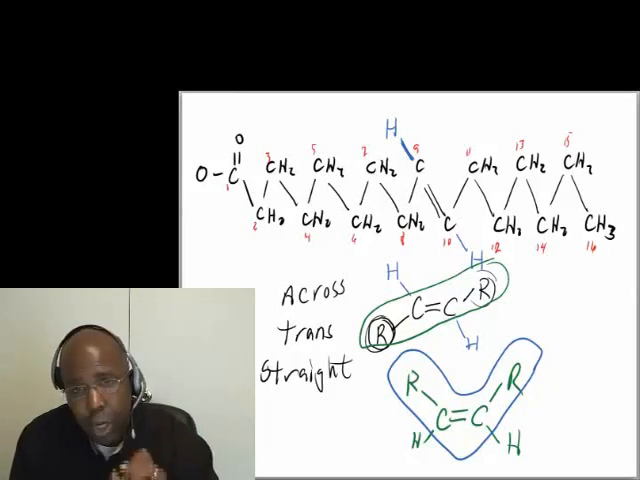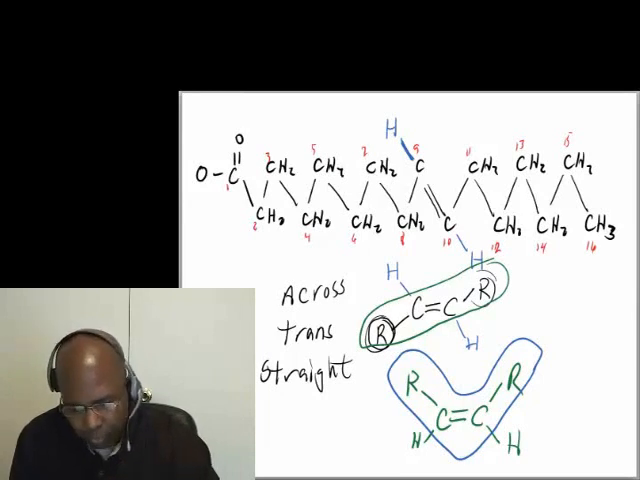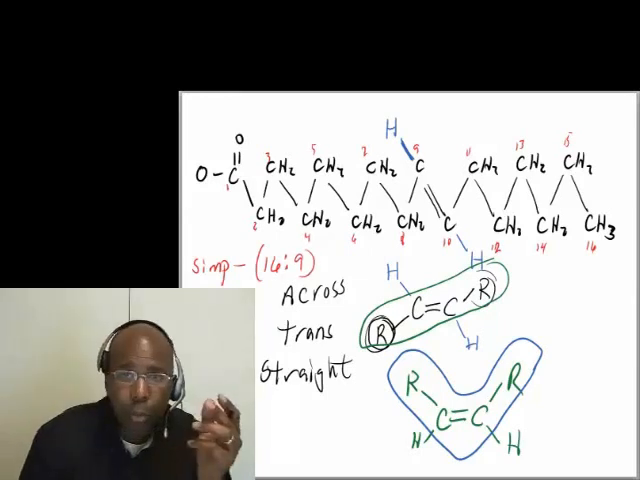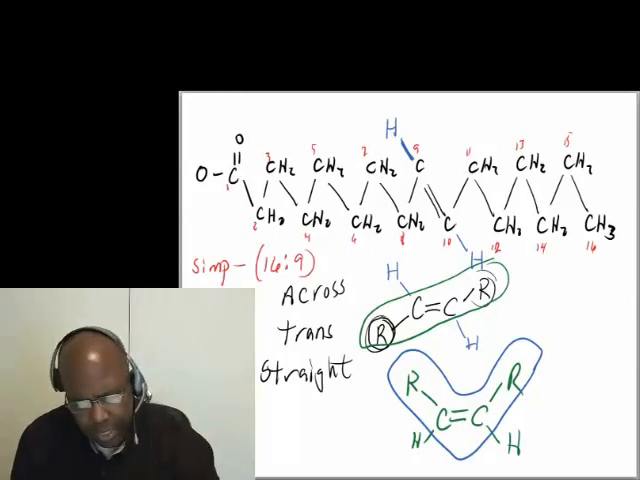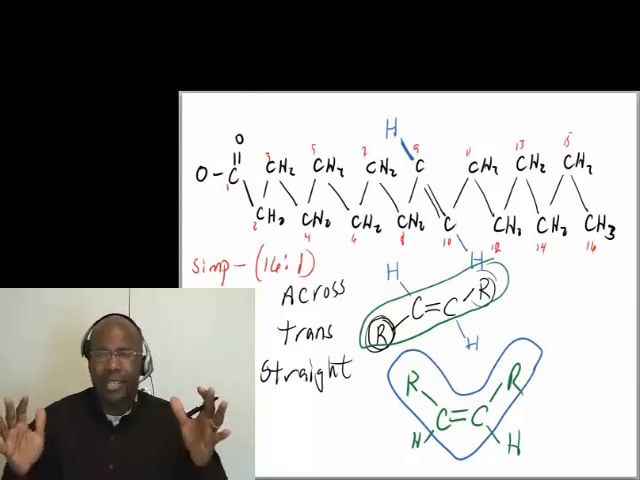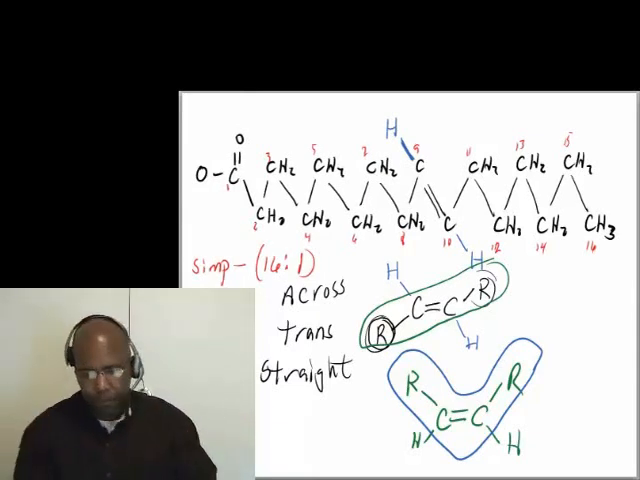Let's give it the number name first. The simple number name. I don't have any room, so I'm just going to put simple. It's going to be 16,1. So it's a 16 carbon fatty acid with one double bond.